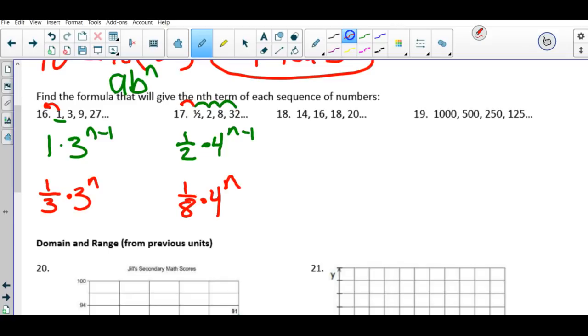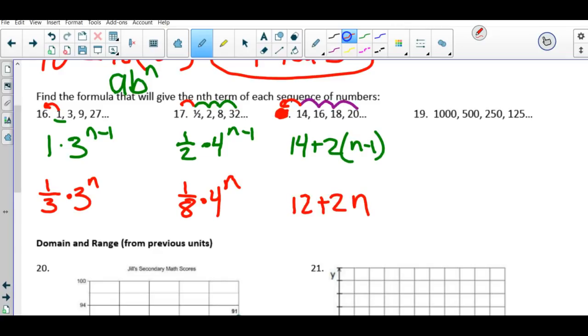Number 18, figure out this pattern, and this is counting up by 2's. So this is not exponential. This is linear. This is going to look more like mx plus b. So m is my starting amount, which is 14. We're going up by 2, n minus 1. Or back up to the 0th term, which would be 12, not 18. That's confusing there. 12 plus 2n.